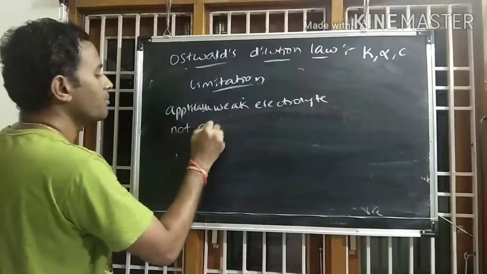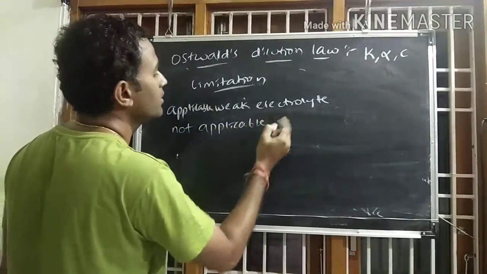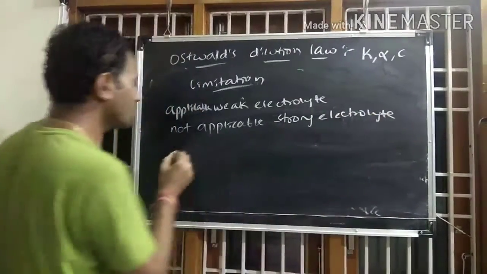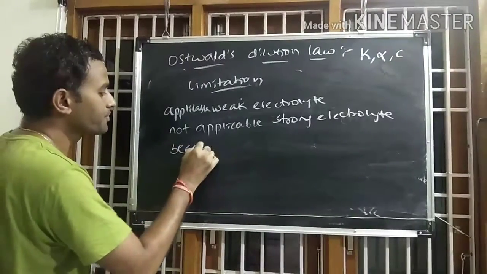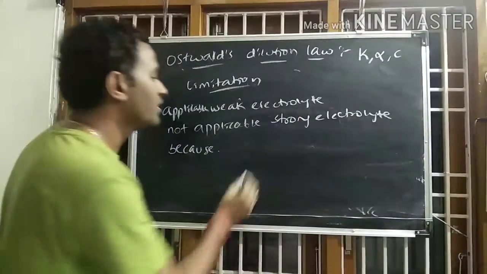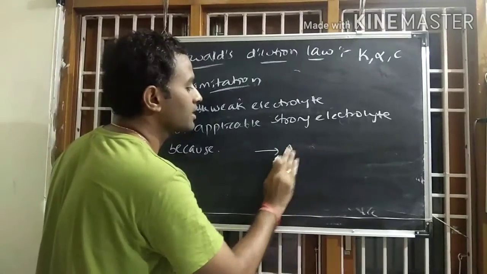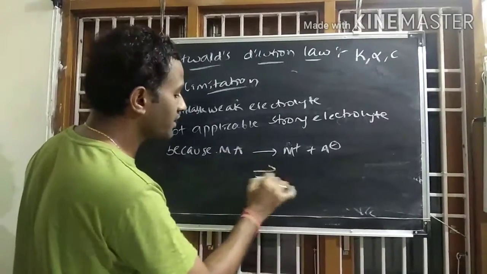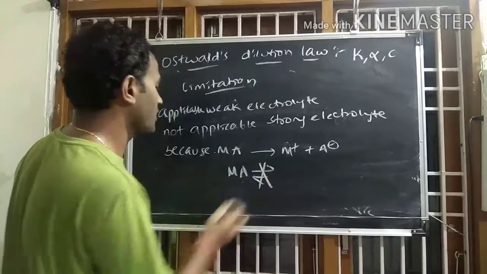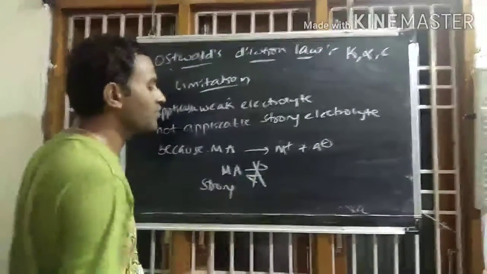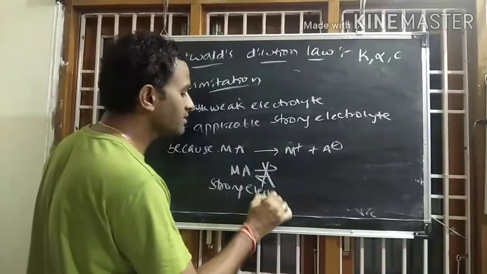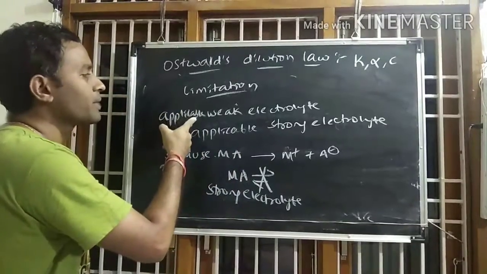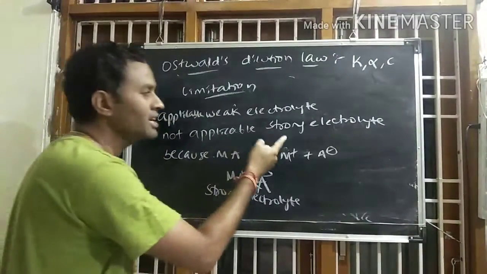It is not applicable to strong electrolytes. Why is it not applicable to strong electrolytes? Because strong electrolytes will completely undergo ionization at all concentrations. There is no question of existence of equilibrium for strong electrolytes because they undergo complete ionization at all concentrations. Therefore, it is only applicable to weak electrolytes and is not applicable to strong electrolytes.